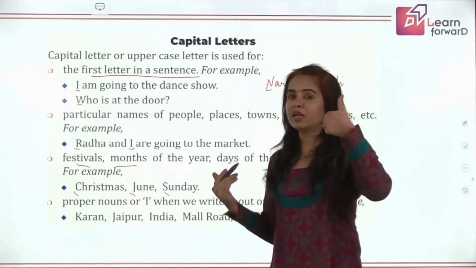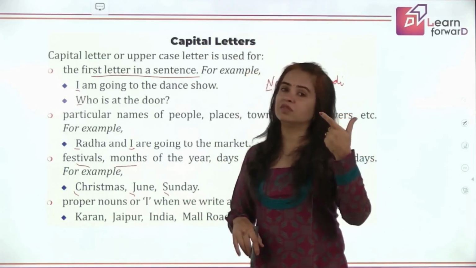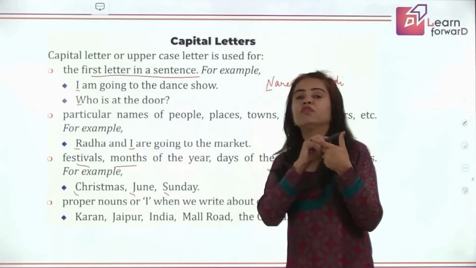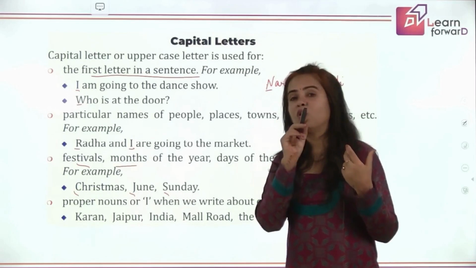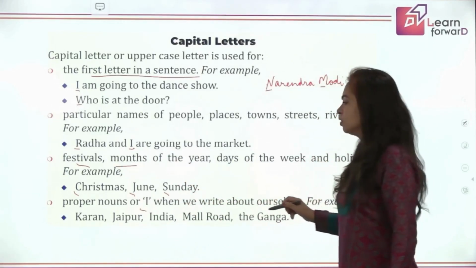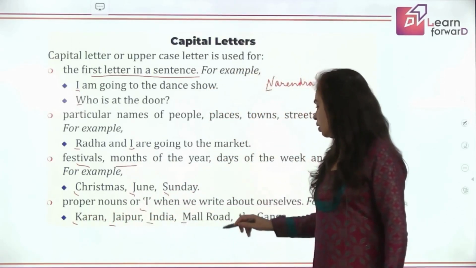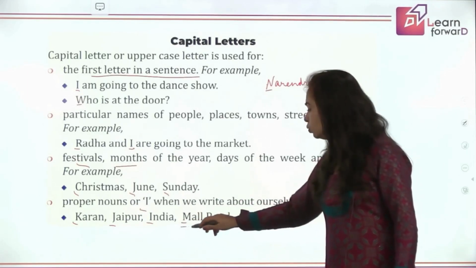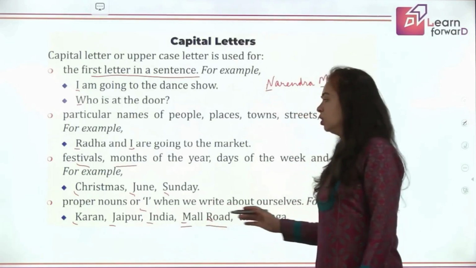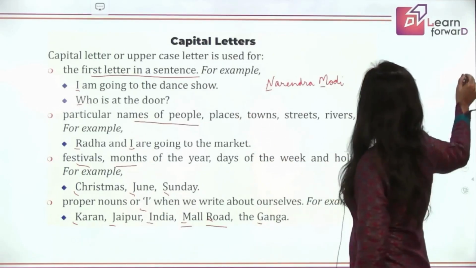So what we have done, starting of the sentence, then we have done names. All the names will start with capital letter wherever they are, and as many words there may be in the name. Then third, we have learnt about the names of festivals, months and days of week will always start with a capital letter. The pronoun I have already told to you when we write about ourselves. For example, so these are the proper nouns. Karan K, Jaipur J, India is a proper noun. Mall Road, sorry. This is the proper noun, and see there are two words here. Both are starting with a capital letter. The Ganga is also a proper noun. So all the proper nouns, it is the same as particular names, right? So they always start with a capital letter. This was all about the use of capital letters.